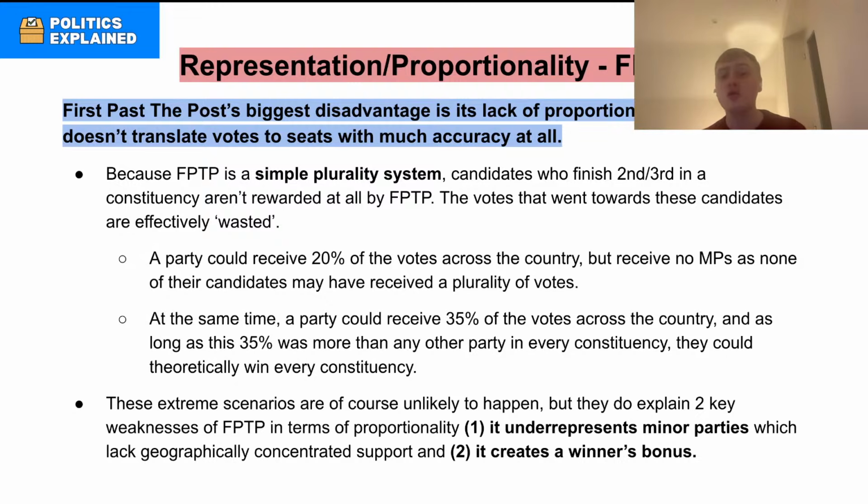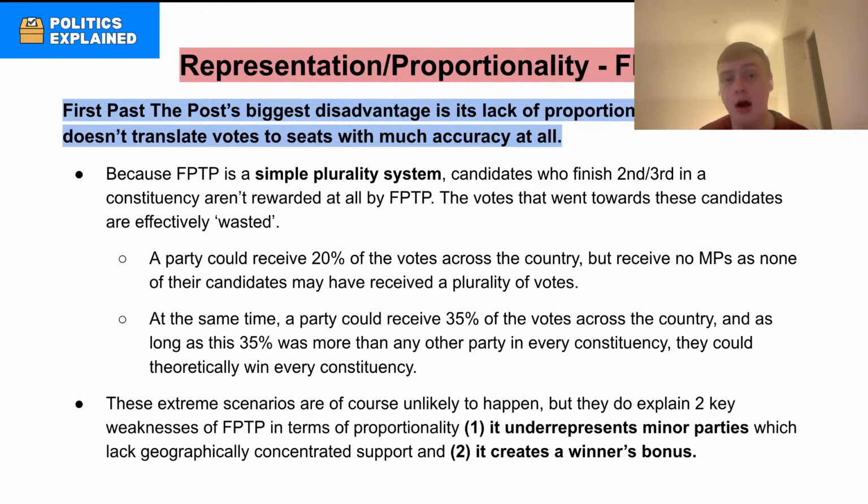So a party could receive 20% of the vote across the country, the overall vote. If we count up everyone's votes, how much did they get? But they could receive no MPs, as none of their candidates may have received a plurality of votes. So in no constituency did they win the most votes effectively. They might have won 20% in every constituency, but in every constituency, another party won more than 30%. Therefore, they get no representation in Parliament, despite 20% of those who voted supporting them.